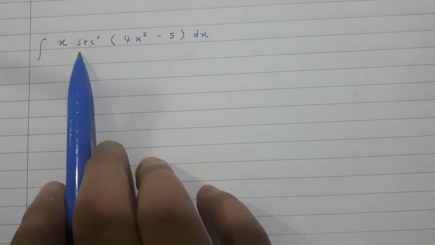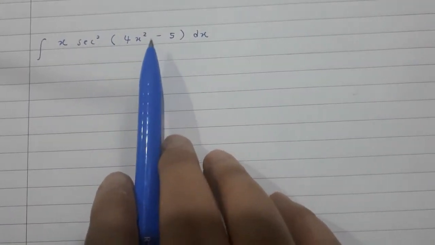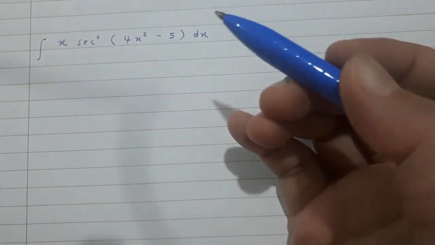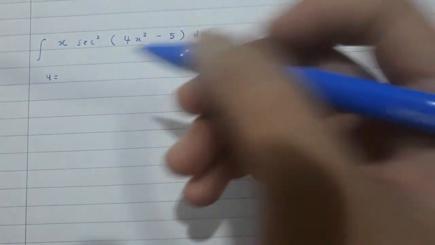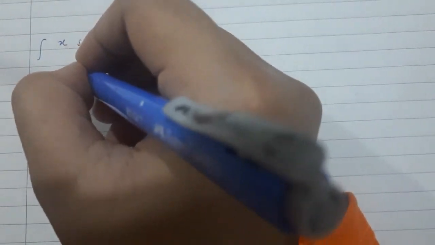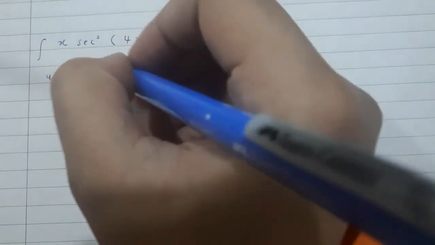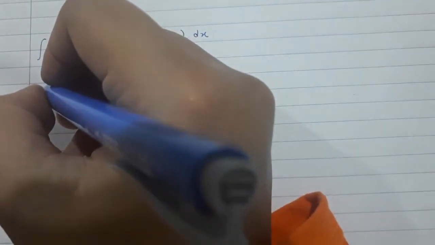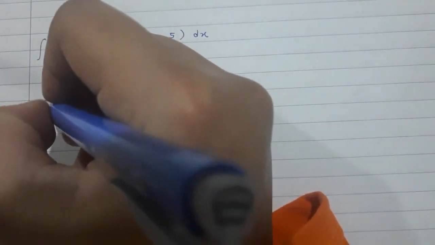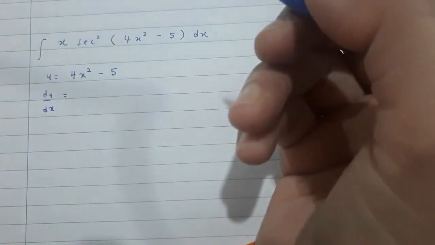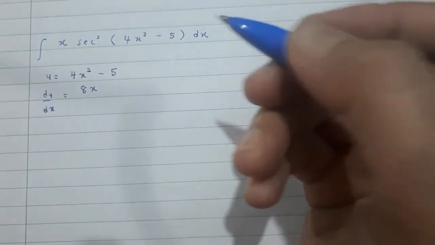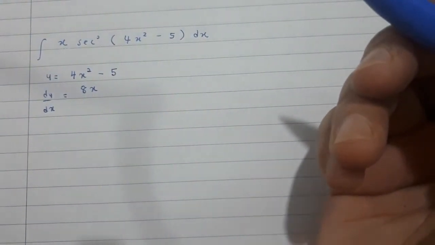We want to integrate x secant squared of 4x squared minus 5 dx. So let's use substitution method. First, we must choose u. I choose u equal 4x squared minus 5. Differentiate u in terms of x, du over dx. Differentiate 4x squared, we get 8x. Differentiate negative 5, 0.